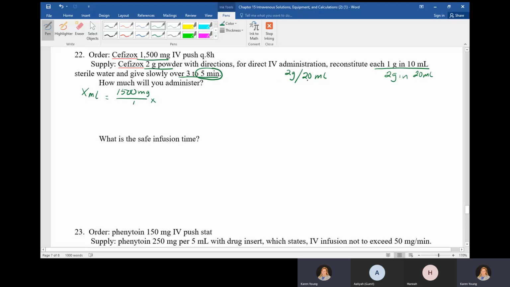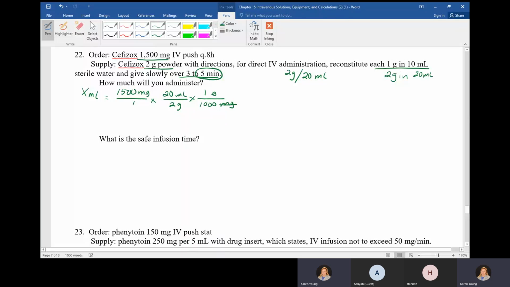So which one do you want to use? The 2 grams per 20 milliliters or the 1 gram per 10 milliliters? You use 2 and 20. So 20 milliliters, 2 grams. And it's okay if you use the 1 gram and 10 milliliters. And then since it's milligrams to grams, I've got to do a conversion. 1 gram is 1,000 milligrams.